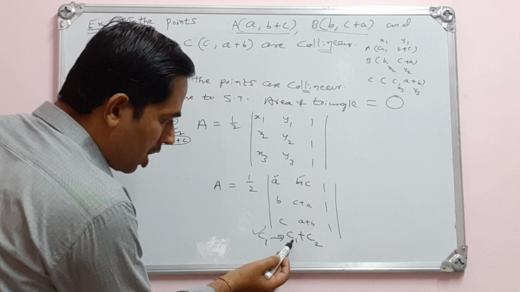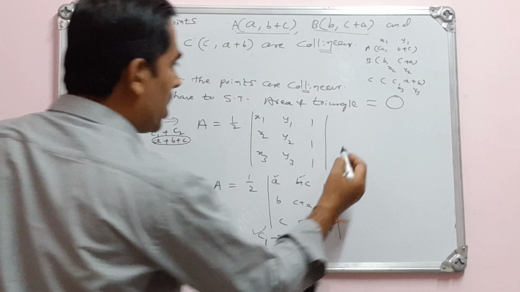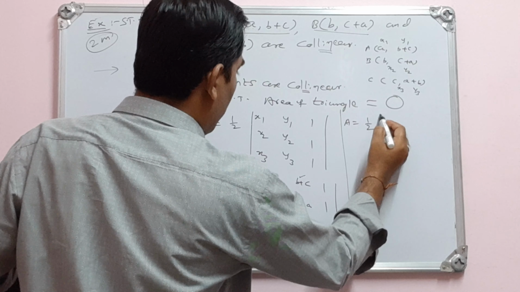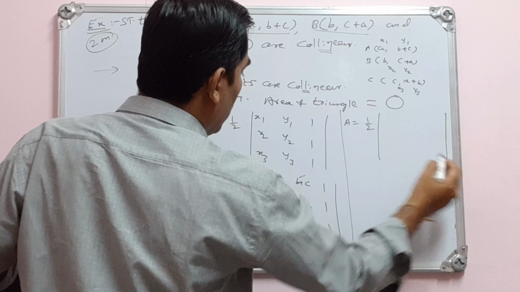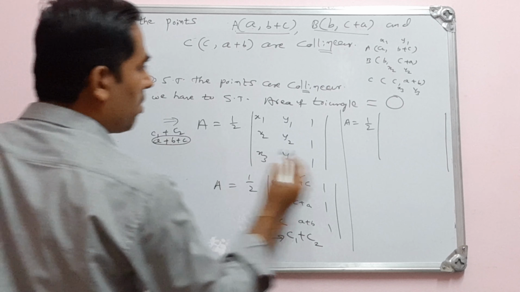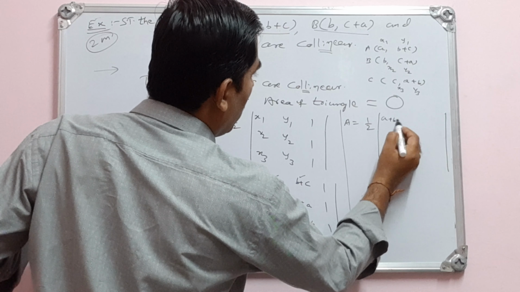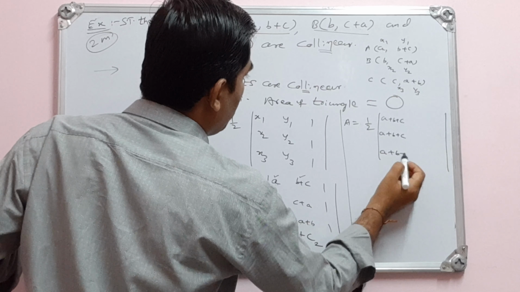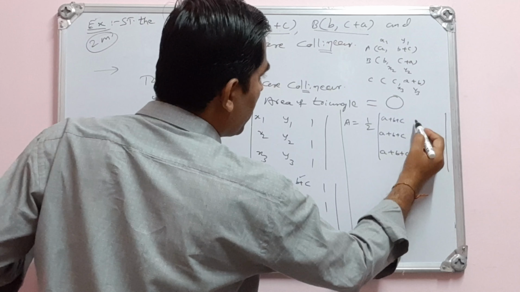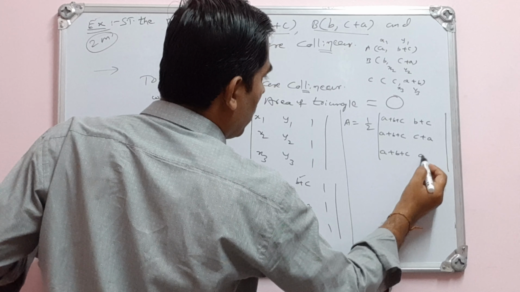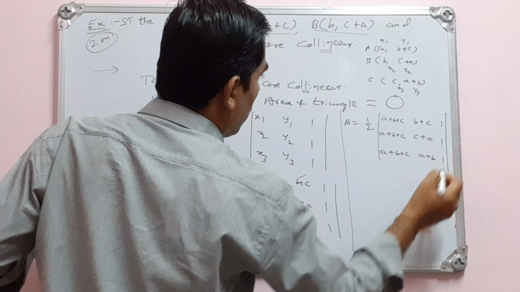The first column changes to C1 plus C2. So I will write it here. Area is equal to half into the determinant where the first column changes to C1 plus C2. After doing C1 plus C2, I get a plus b plus c. So in the first column every element is a plus b plus c. The second and third columns remain the same: b plus c, c plus a, a plus b, and then 1, 1, 1.